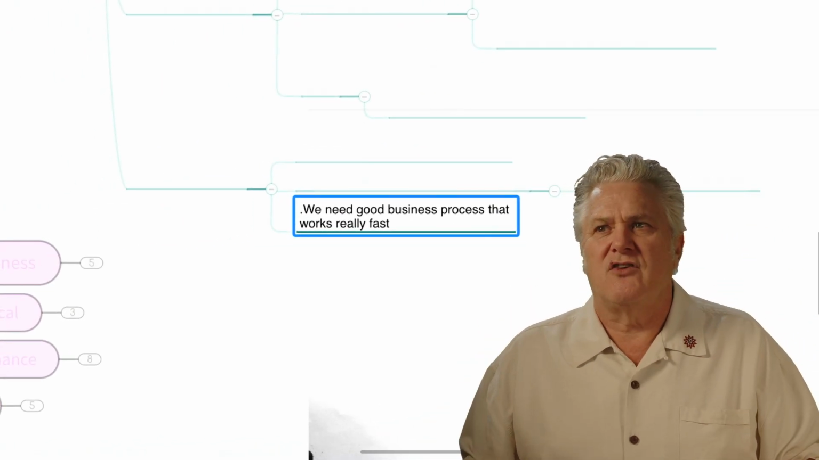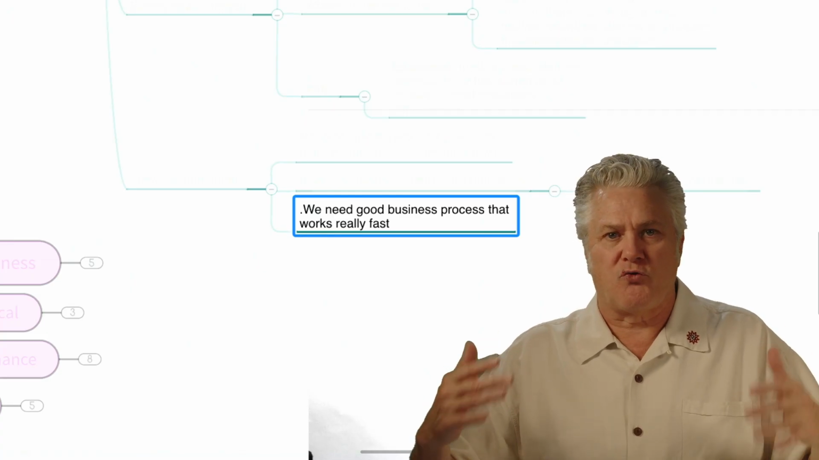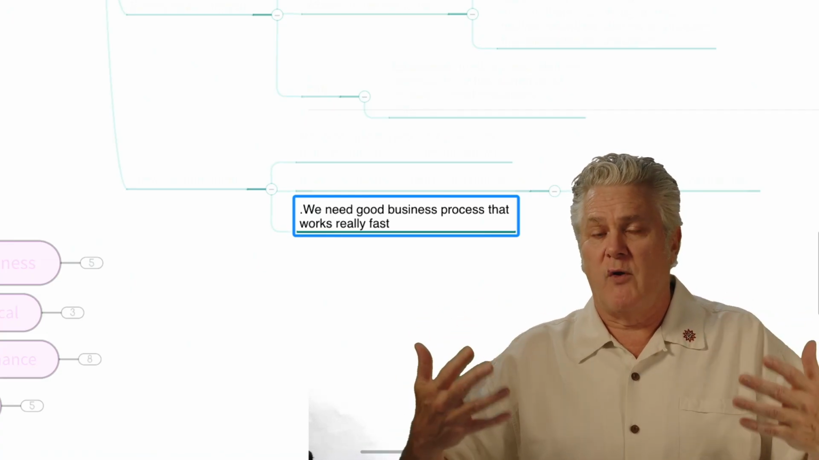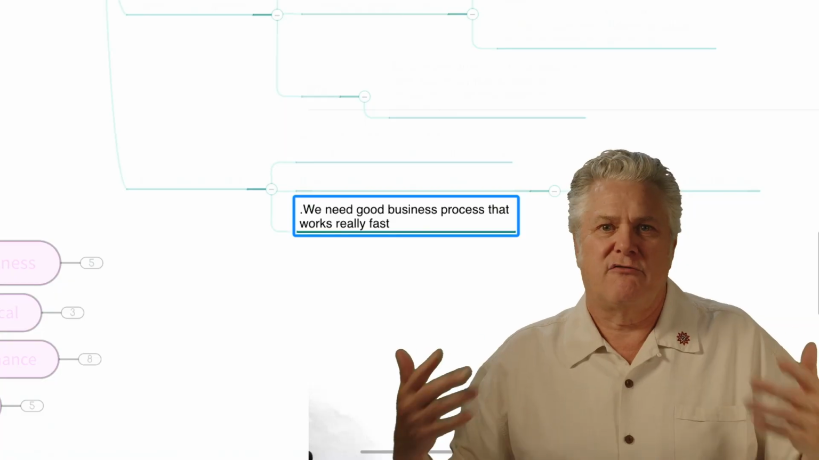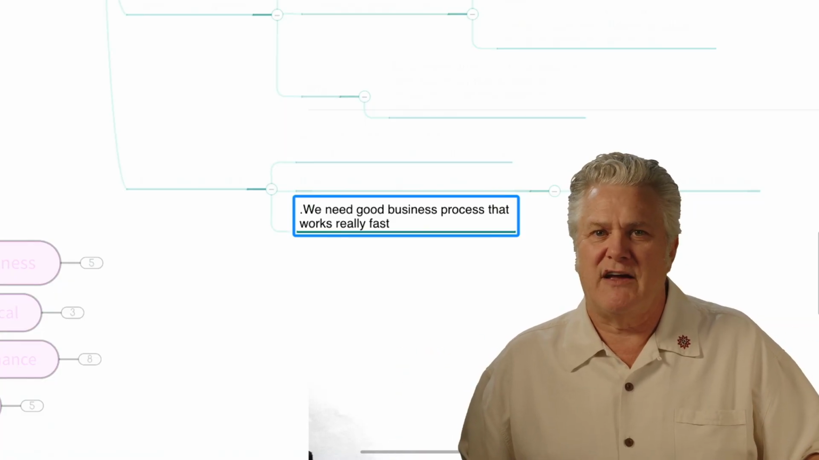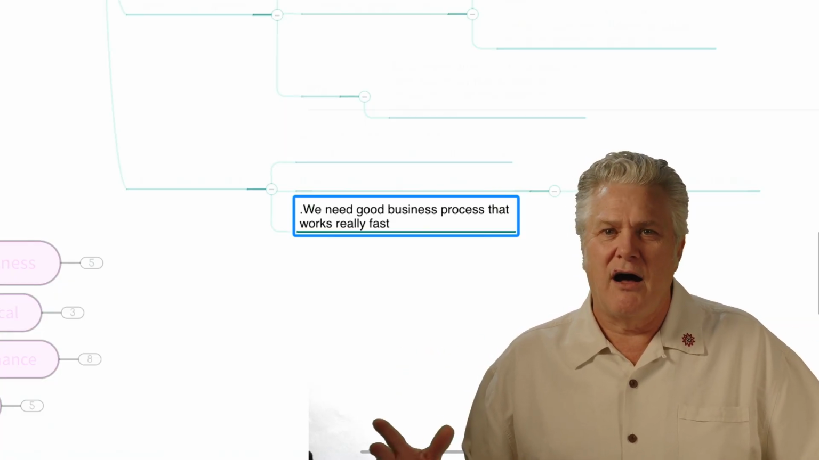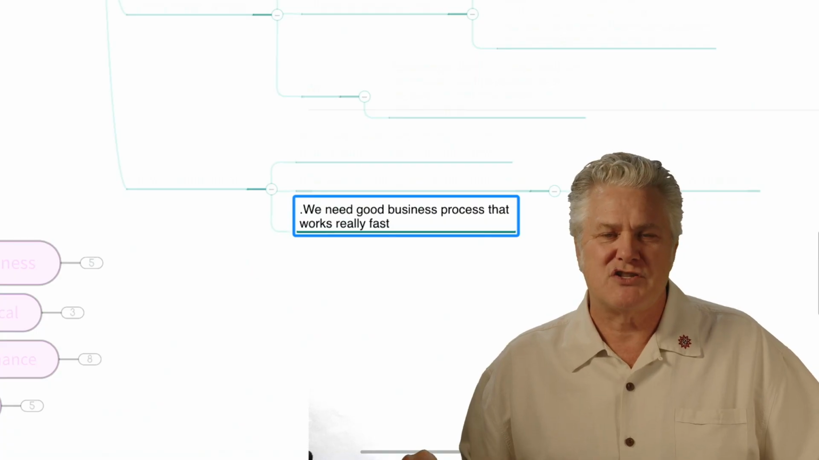What we need is a good business process that works really fast, because software is moving faster and faster and updates are moving faster and faster. So that's what we're going to cover in this supply chain risk management principles and practices.